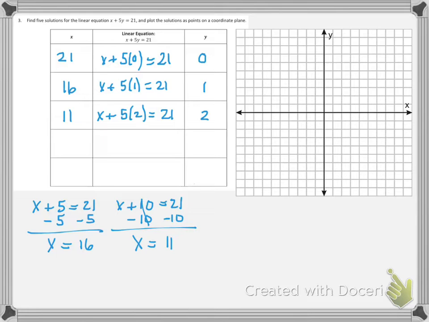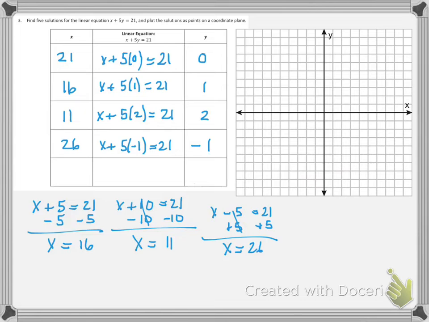And we just really need to check some negatives, so let's put a negative 1 in there. x plus 5 times a negative 1 equals 21. That gives us x plus negative 5. So I'm just going to make that negative. x minus 5 equals 21. We would have to add 5 to both sides. And that gives us x equals 26.